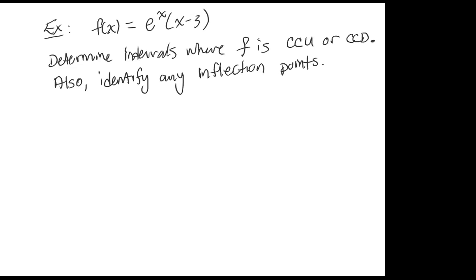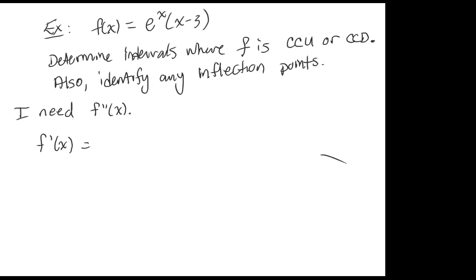To find places where a graph is concave up, concave down, I need the second derivative, because that is what tells me about the shape of a graph. I need f prime prime of x. So let's do that. Let's find f prime prime of x. f prime is what we need first, because I need that to find the second derivative. f prime is equal to, well, let's see.